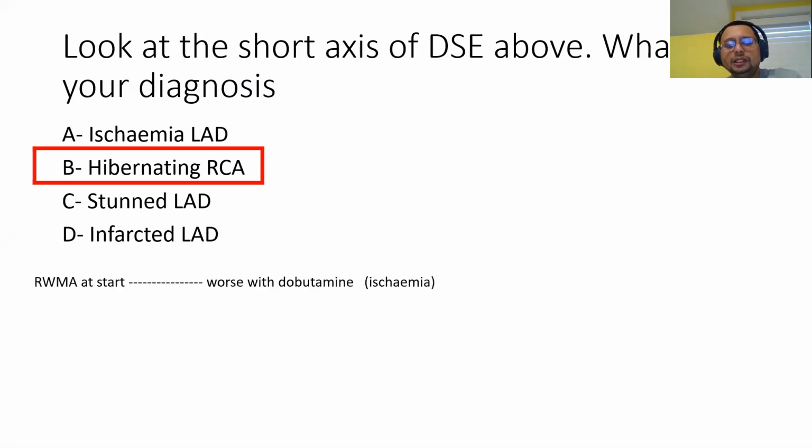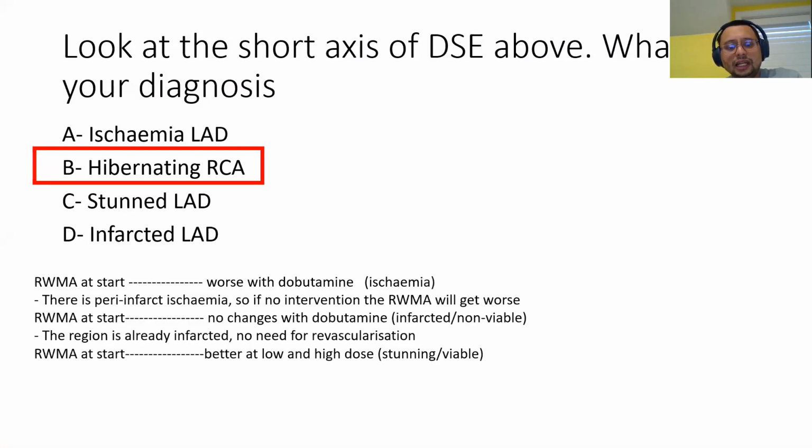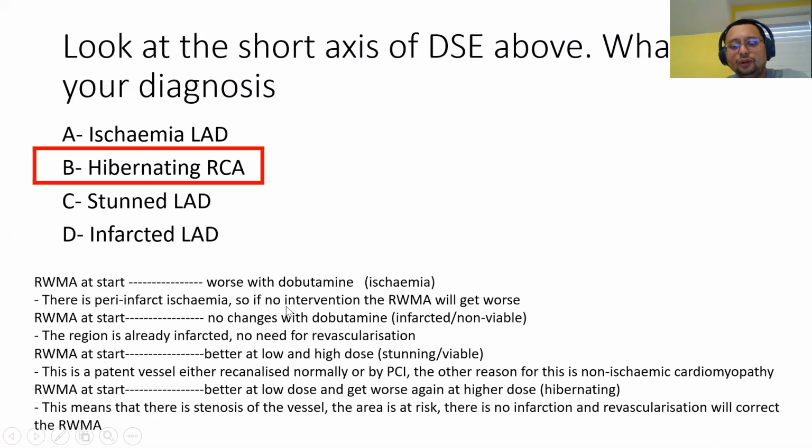Right. So this patient, if you look at it, starts with regional wall motion abnormalities. It is better at low dose and worse again at high dose. So this patient has hibernating right coronary artery. This means that there is stenosis of the vessel, so the area is at risk. There is no infarction and revascularization will correct the regional wall motion abnormalities.